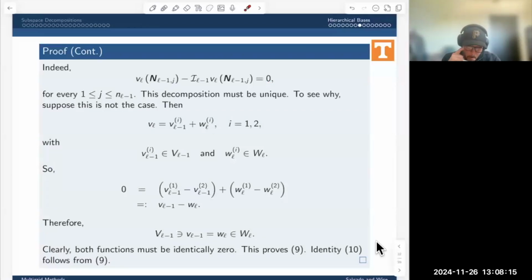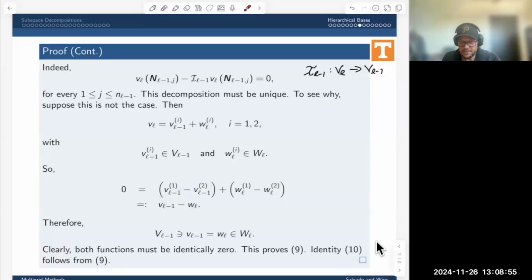Why is this true? Well, the values of these two functions match at these points because I'm pushing this function down using this interpolation operator. So this function has to have the same values as this one at these nodes because I'm pushing it into V_L, or sorry, V_{L-1}. Remember, I_{L-1} takes V_L functions and pushes them down into V_{L-1} functions. So now they only have degrees of freedom at those values.